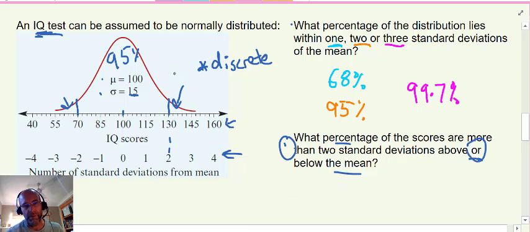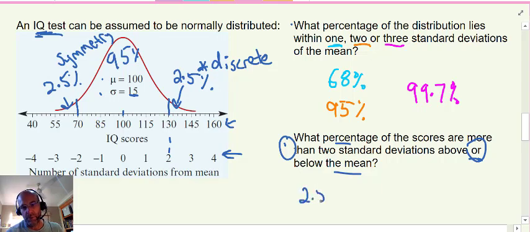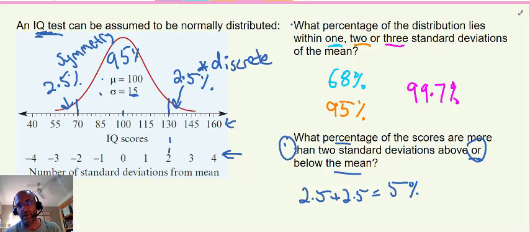And so what we're using is symmetry, right? Pay attention, using symmetry. Remember from when we started the video, we mentioned that symmetry. 2.5% either side. So it's 2.5% plus 2.5%, which is 5% in total. Okay, 2.5% each side.